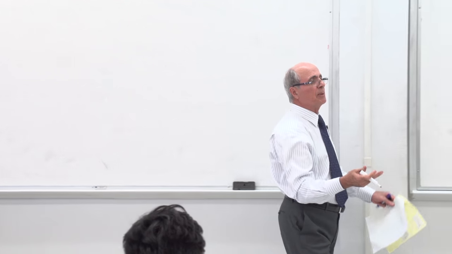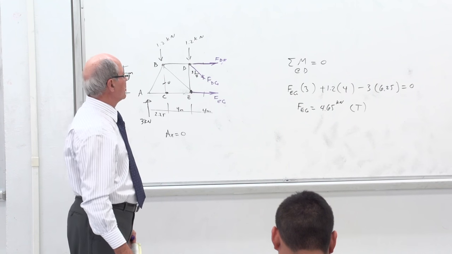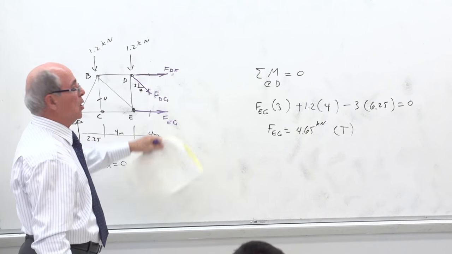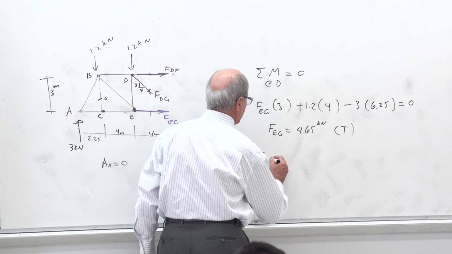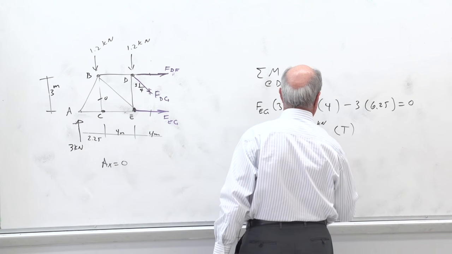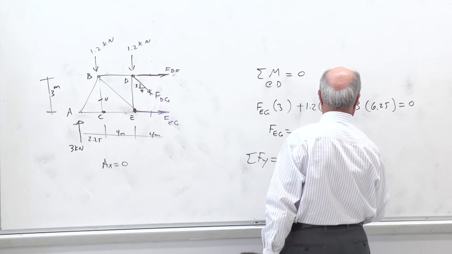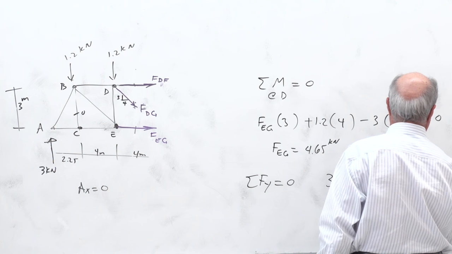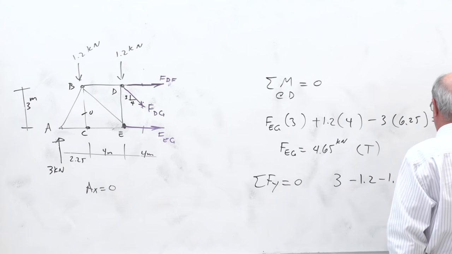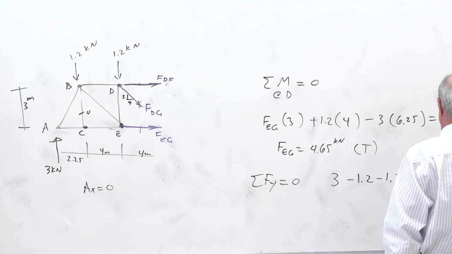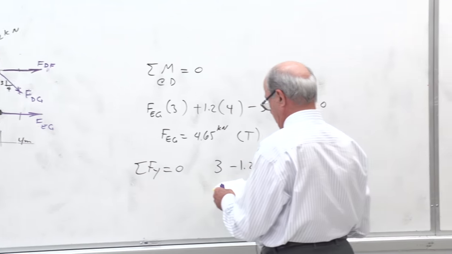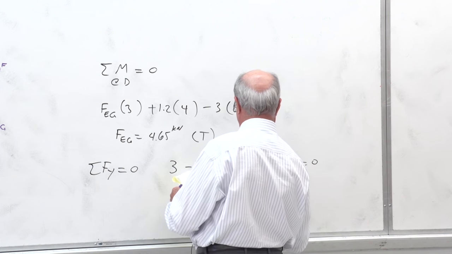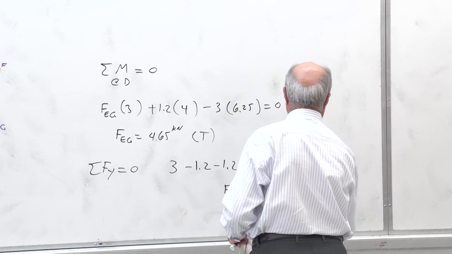So the rest of it is using sigma Fx and sigma Fy. Everybody sees it's very simple to calculate that. You can use, for example, sigma Fy first, because this one doesn't have any y component. Is that correct or not? Sigma Fy equal to 0, so let's finish the problem. Here you have 3 kilonewton going up, minus 1.2, minus 1.2, and this one is minus 3/5 of FDG, equal to 0. And FDG becomes equal to 1 kilonewton. That means it is also in tension.